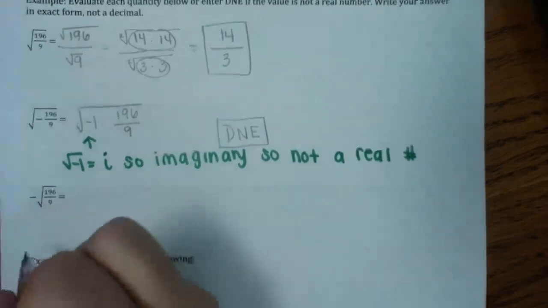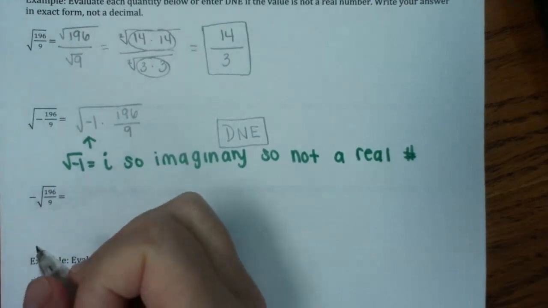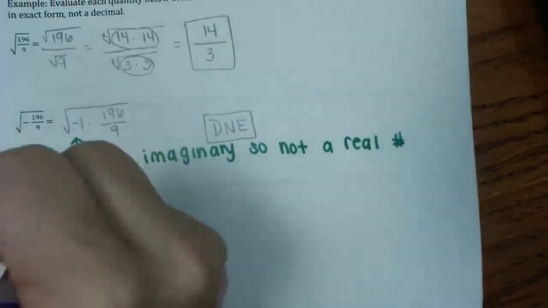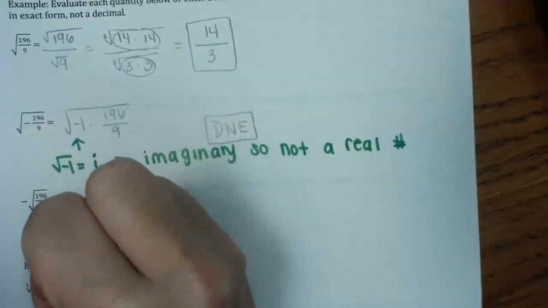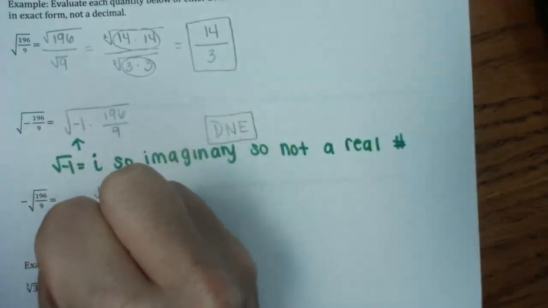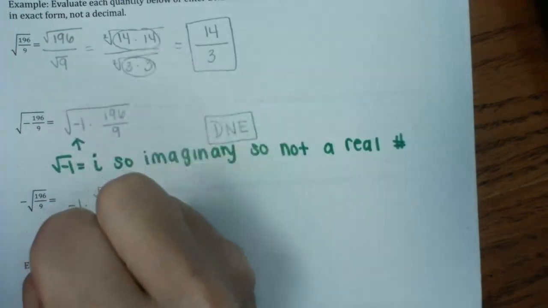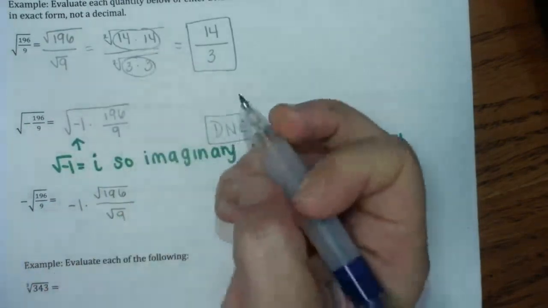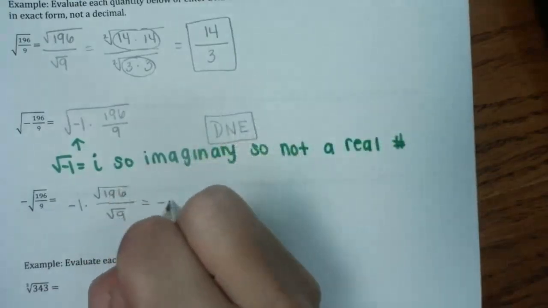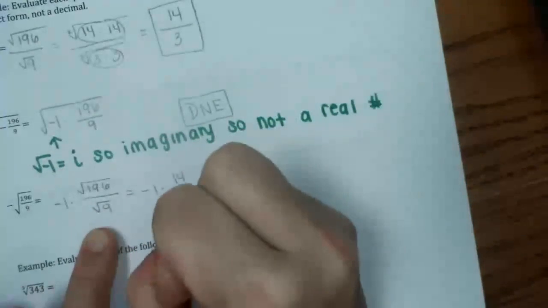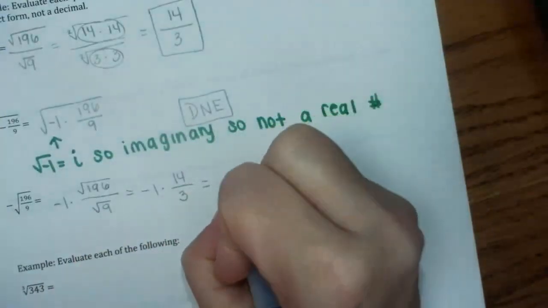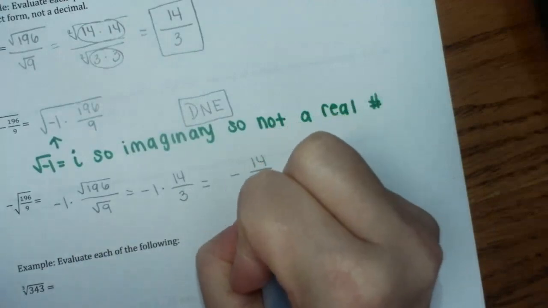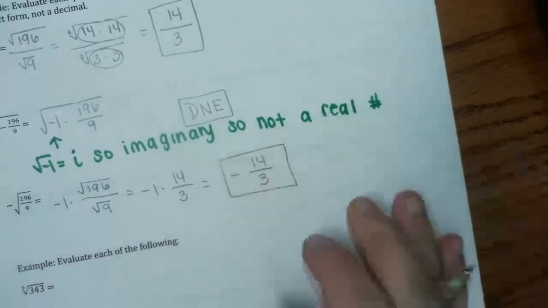Now the negative is on the outside. So negative square root of 196 divided by 9. Now that negative is on the outside, it's the same thing as saying negative 1 times the square root of 196 divided by 9. I can split that up just like I did on the previous problem: negative square root of 196 divided by the square root of 9. So I have negative 1 times square root of 196, which we said was 14, divided by the square root of 9, which we said was 3. So we have negative 14 divided by 3, and that will be our answer.